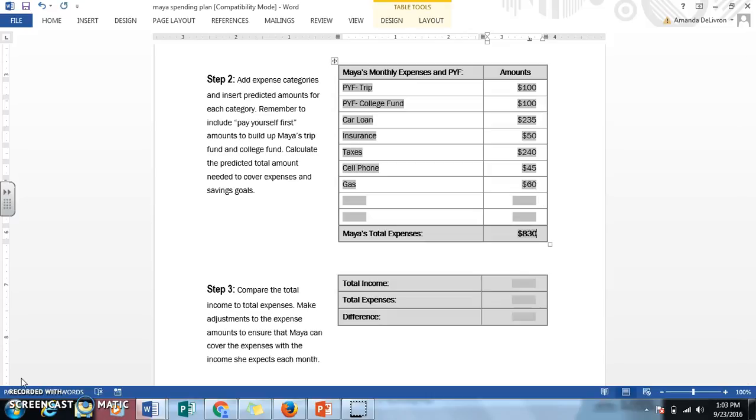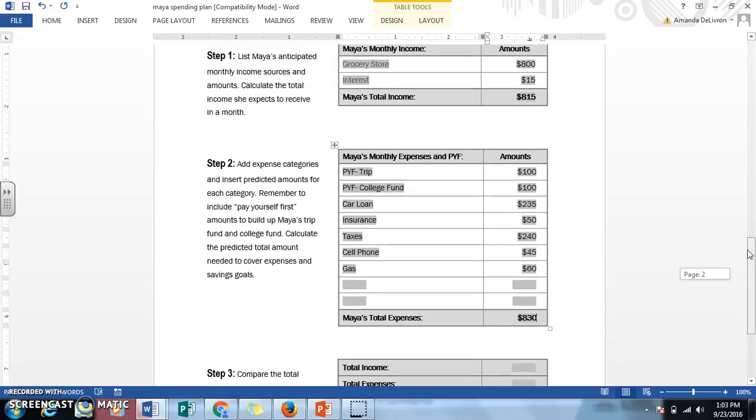Right now, I'm getting that Maya's total expenses is $830 for the month. Well, she only makes $815 each month, so we have already gone over with our expenses. We've gone over by $15.